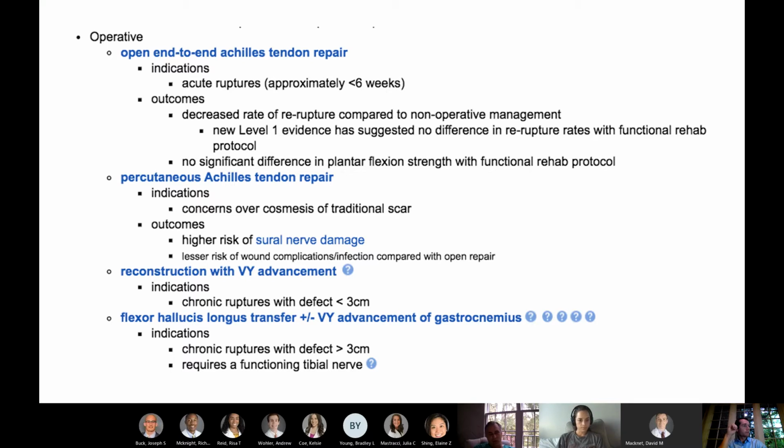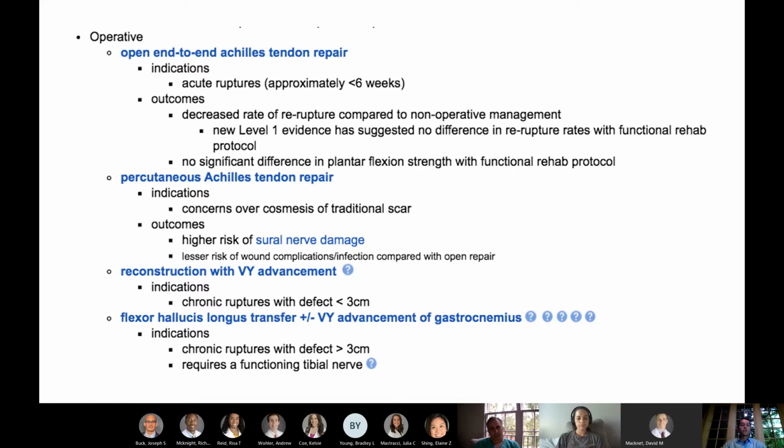What they might ask you is non-operative in a cast versus functional rehab. Yeah, and functional rehab is the answer. Just so you'll know, functional rehab is with a specific brace that has heel lifts in it, and it encourages early weight bearing and range of motion in a plantar flexion only position, essentially, so that the tendon ends can heal together.